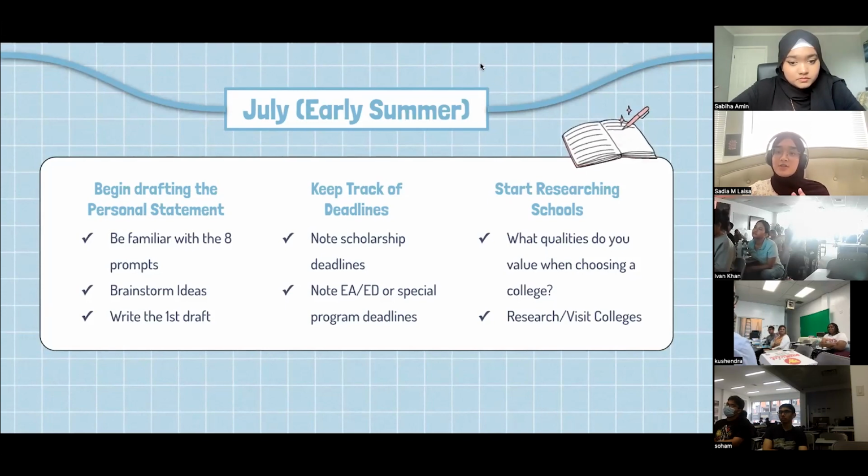And this is also when you can start looking into the different qualities or values of a school that might align with yours to build that school list. And then visit different college campuses, because visiting in person can tell you a lot about the campus environment, and whether you will even feel comfortable if you attend that school.